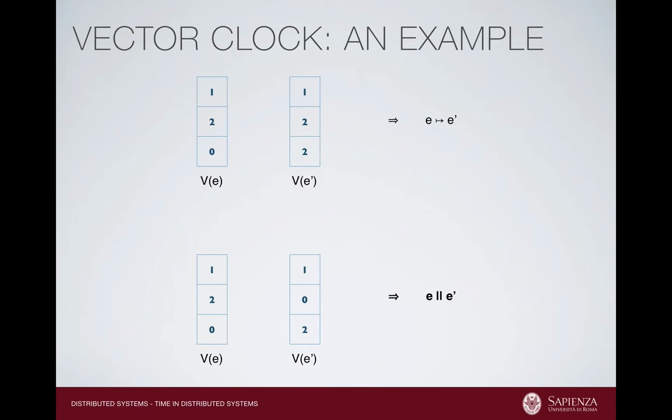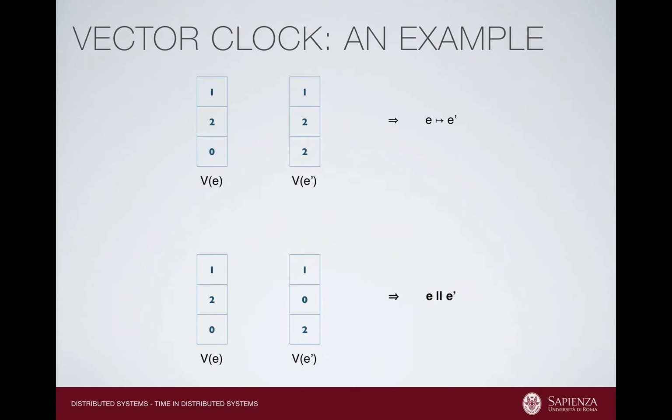And you can see that the first location of the second event is greater or equal to the one of the first event. The second location of the second event is greater or equal to the one of the first event, because 2 is greater or equal to 2. And then you can see that the last location of the second event is strictly greater than the last location of the first event. And so in this case, we say that E prime happens after E. Notice that when I say happens after, I mean just the opposite of happens before.